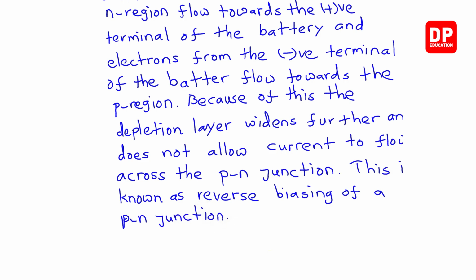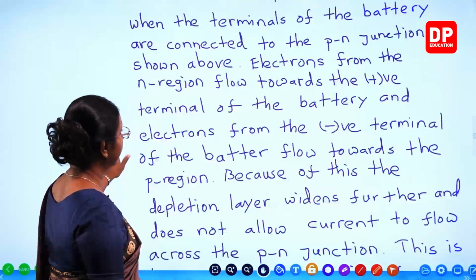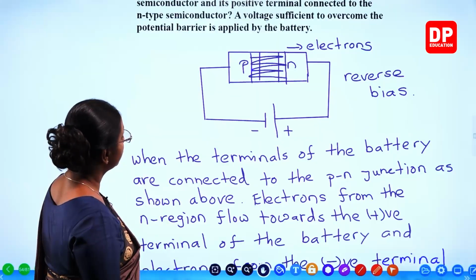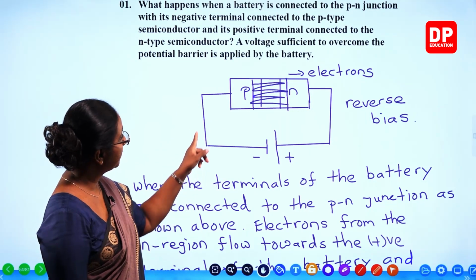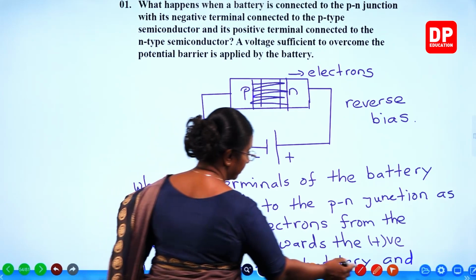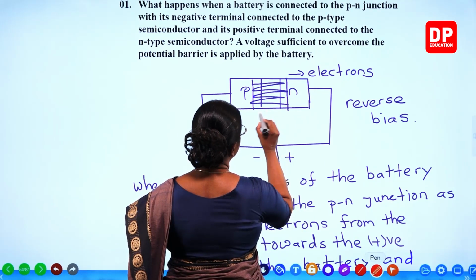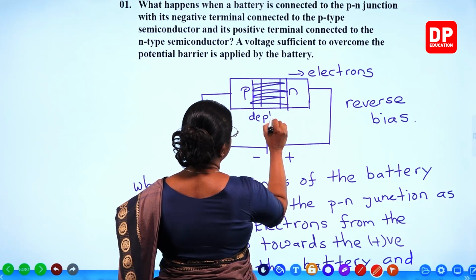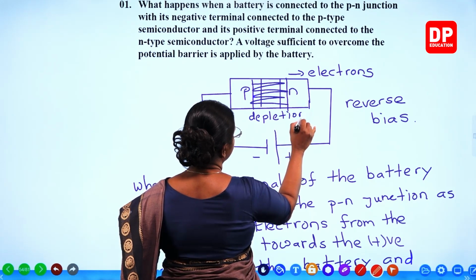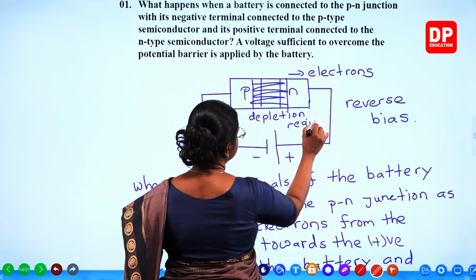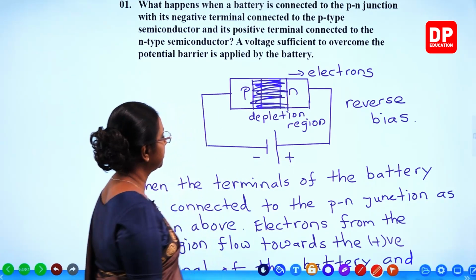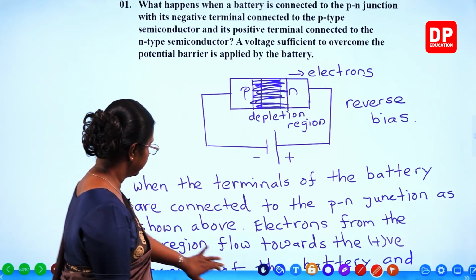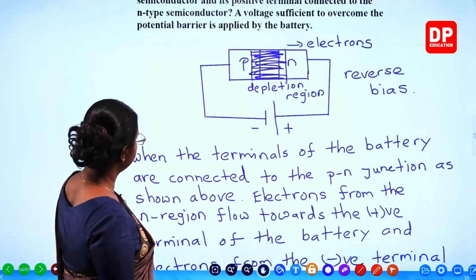So that is what happens. If we quickly go back and check the explanation, so you all know what happens here. This is how this happens, the depletion layer. This is the depletion region. What I have marked like that. That is the depletion region that further widens. So there you can see.